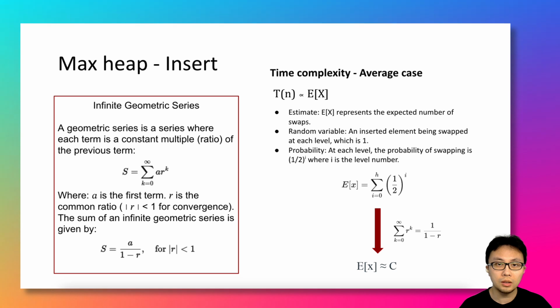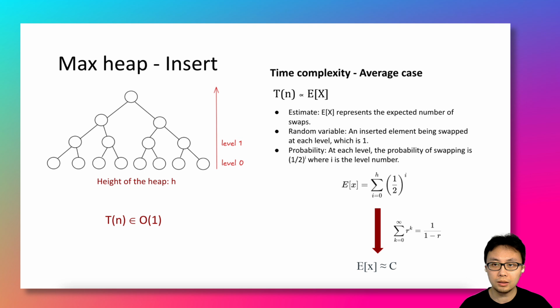Based on the infinite geometric series, you can estimate the expected number of swaps to be smaller than or equal to a constant number, as the upper cap in our case is h, which is certainly smaller than an infinitely large number. In other words, the expected number of swaps in our case is just another constant number. The average case time complexity function is in proportion to the expected number of swaps. That means it's in proportion to a constant number, so that it runs a big O of 1.